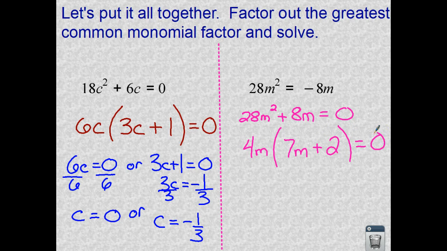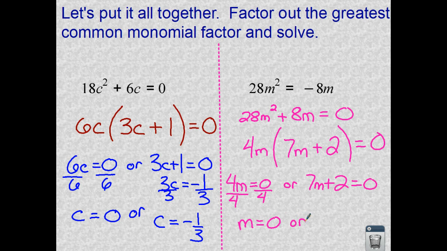And I'm finding my zeros. All right, set each one equal to 0 and solve. So 4m equal to 0, or 7m plus 2 is equal to 0. Subtract 2 from both sides. So 7m is equal to -2. Divide both sides by 7. m is equal to -2/7.